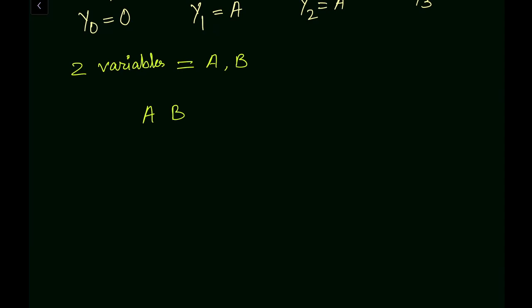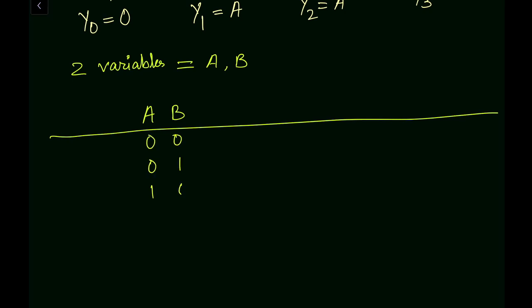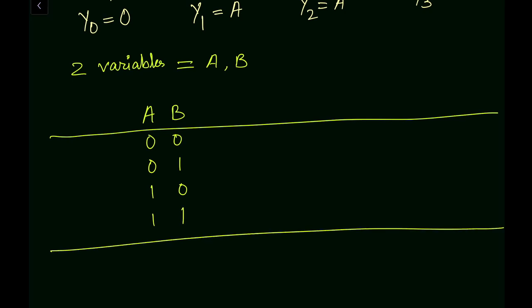So we can have four different types of input combinations. Now we have two different variables, so we can have four different types of input combinations. So here we can write 0 0, 0 1. This is another combination, 1 0, 1 1. Okay, these are the four different input combinations.